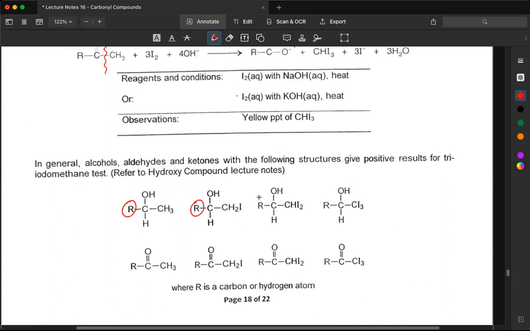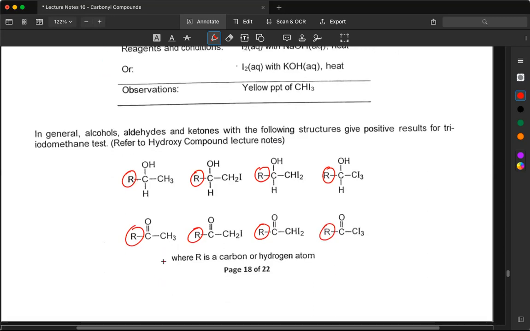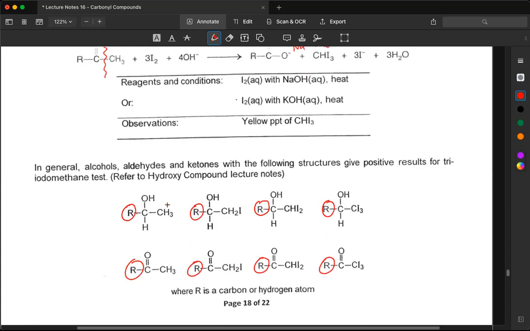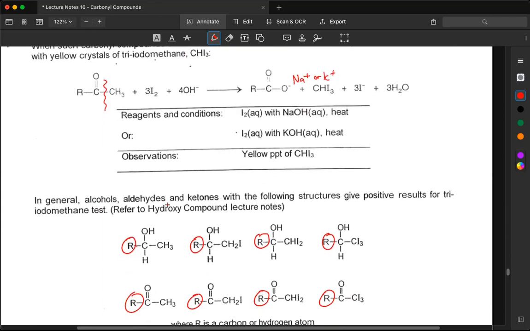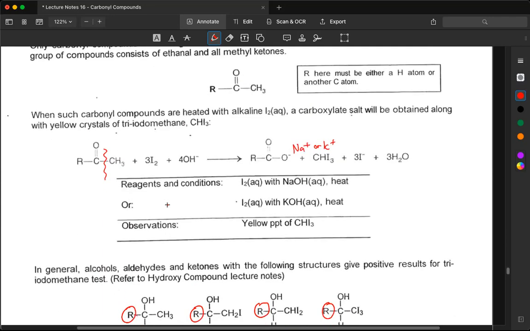This one will react. Okay, doesn't matter. This is covered under hydroxyl compound alcohol, which we covered already, I think. So it's similar.